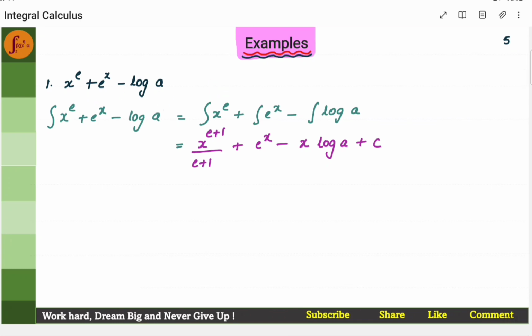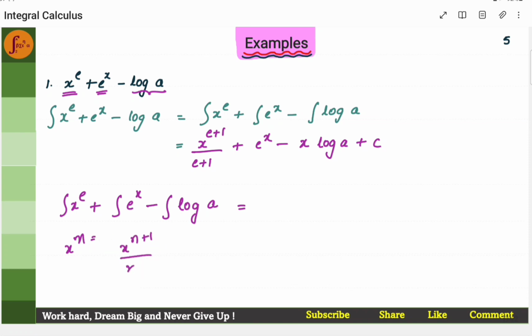So let's take this problem. We'll have to separately find integrals for each of these. So I can write this as integral of x to the power e plus integral of e to the power x minus integral of log a. Now, what is integral of x to the power e? It is something like x to the power n, but instead of n, you have e. So x to the power n plus 1 by n plus 1 becomes x to the power e plus 1 by e plus 1.